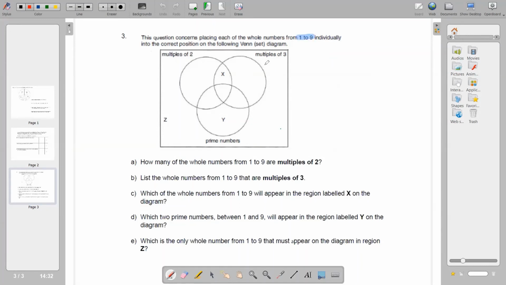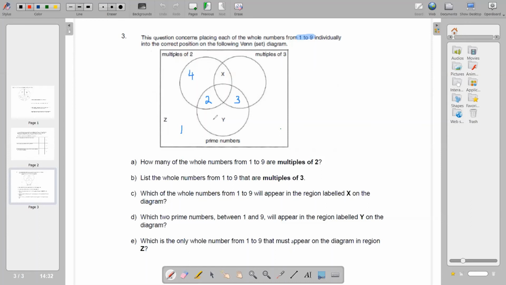Now I would do this before going down to answer the questions. I would sort those numbers in accordingly. So number 1 is not a multiple of 2, it's not a multiple of 3, and remember it is not a prime number. So number 1 would have to sit outside of the circles. Number 2 is a multiple of 2, it's also a prime number, so number 2 would go in this section here. Number 3 is a multiple of 3, also a prime number, so it would have to sit in this overlap here. Number 4 is just a multiple of 2, so it will sit there.